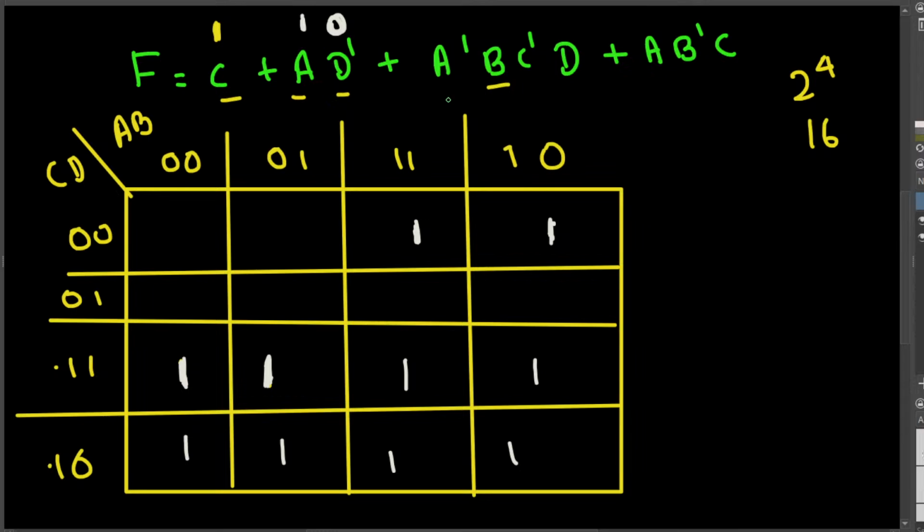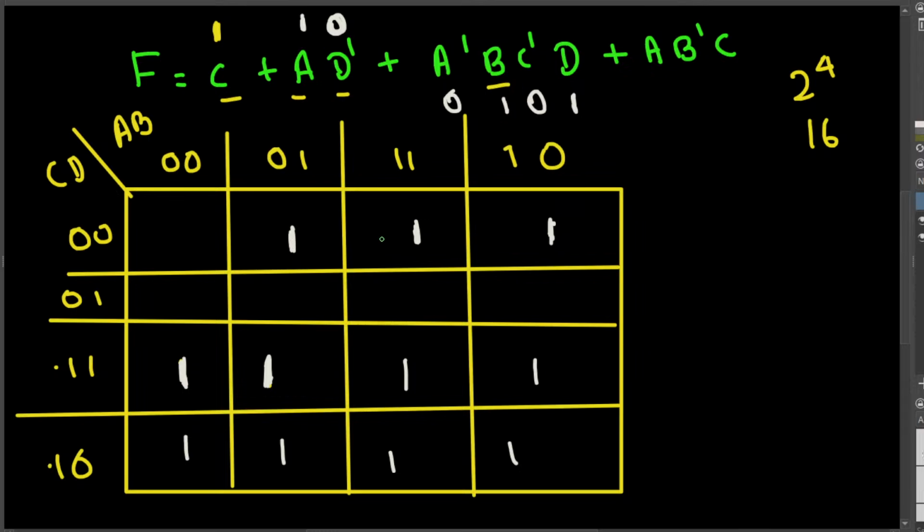The third condition we have is A is 0, B is 1, C is 0, and D is 1. Okay, A is 0 in these 2 columns. B is 1 only in this column. And C is 0 in these 2 rows. And D is 1 only in this one right here.